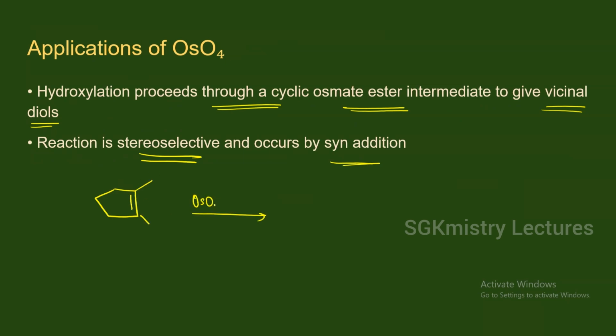So osmium tetroxide in the presence of pyridine. Now what is going to happen? You're going to get, for the double bond, the OH groups added. So you have OH and OH. There are also methyl groups present. So here we have methyl groups and here we have the methyl groups.